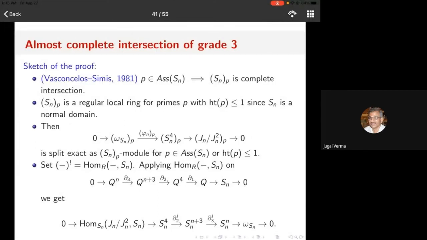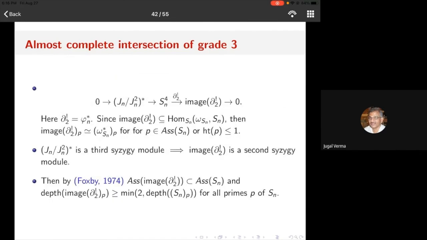For this, we use the resolution for Sn, which is of the form 1, 4, n plus 3, n. So we can write it in terms of Q. And what we do is apply Hom_R(-, Sn) to this, and we get the below exact sequence, where the kernel of partial 2 prime is just Hom_Sn of Gn mod Gn square, comma S. Using that sequence, we can get this short exact sequence, and also it can be checked that partial 2 prime is just the transpose of phi n.